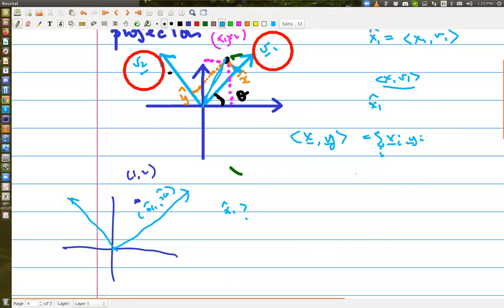Again, from our discussion earlier, x1 hat will be just equal to the original x here, projected onto v1 here. And we said v1 is 1 over square root of 2 times (1, 1).